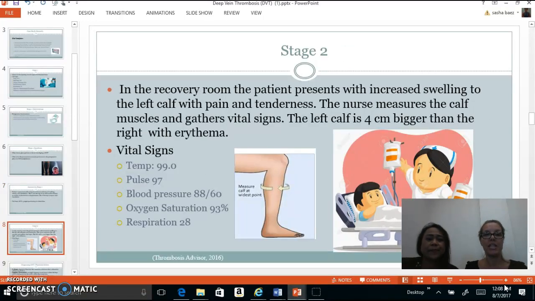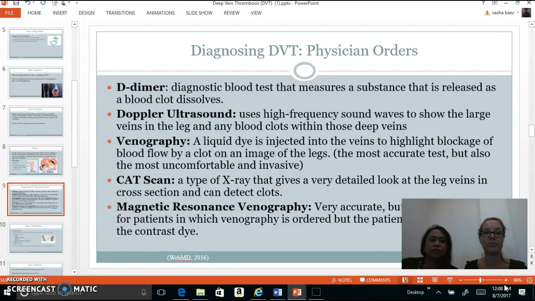Stage 2. In the recovery room, the patient presents with increased swelling to the left calf with pain and tenderness. The nurse measures the calf muscles and gathers vital signs. The left calf is slightly larger than the right with erythema. The vital signs are as follows: low-grade temperature of 99, pulse of 97, blood pressure of 88/60, which is hypotensive, oxygen saturation of 93, and respirations of 28.